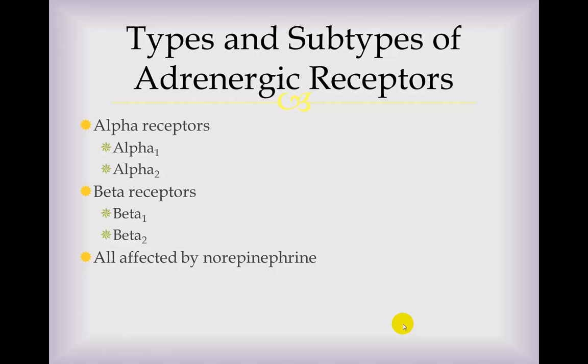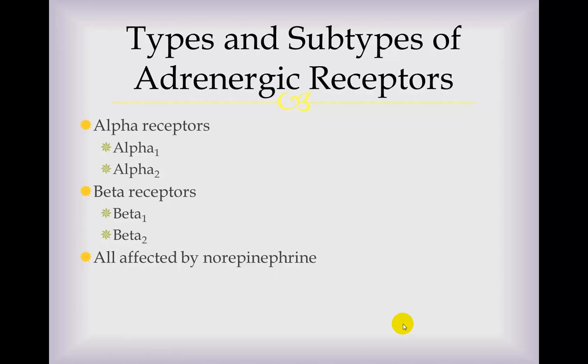Now, alpha 1 receptors are in all sympathetic target organs. So anytime we stimulate alpha 1, we're going to get all of the things. We're going to get dilation of the pupils, decreased peristalsis, bronchodilation, tachycardia, increase in blood pressure, and decrease in urine output. All those things that are going to be affected, and you can review.